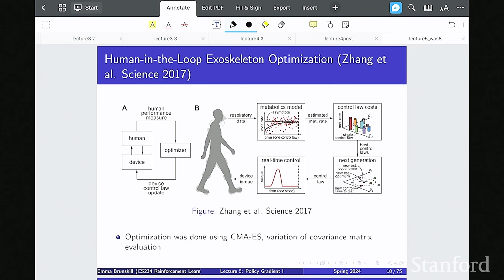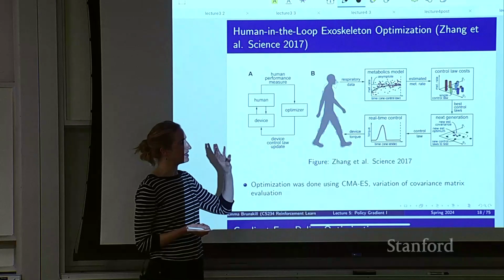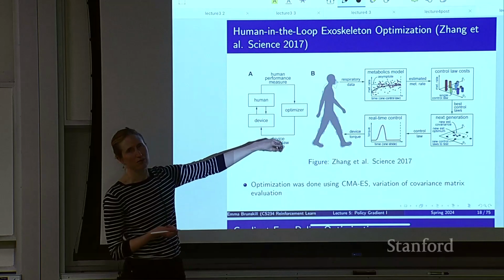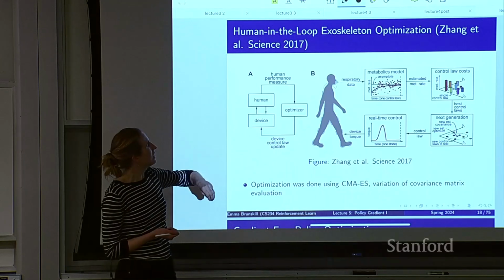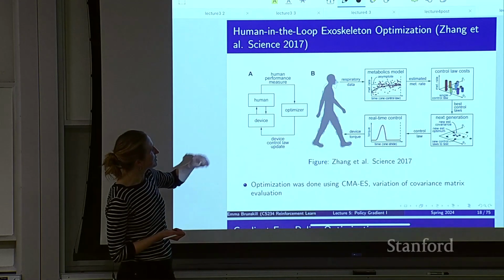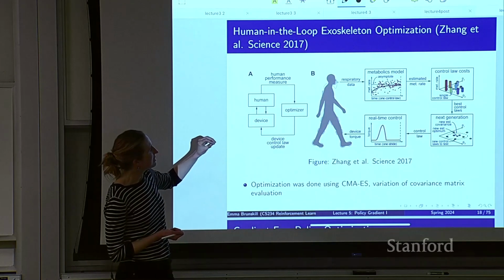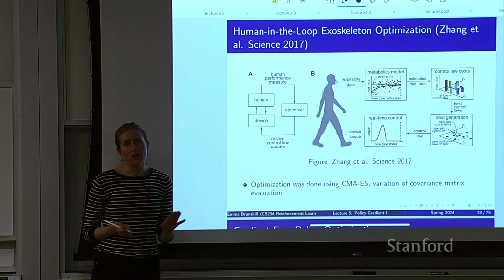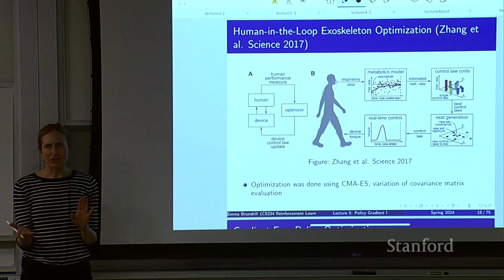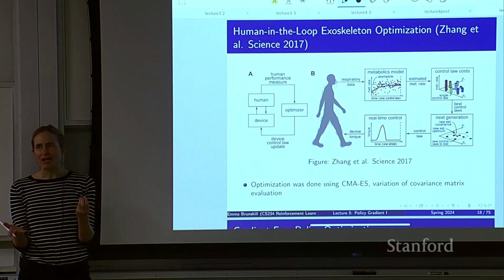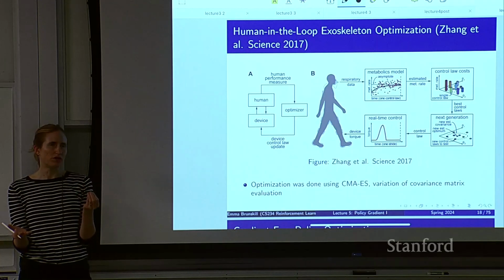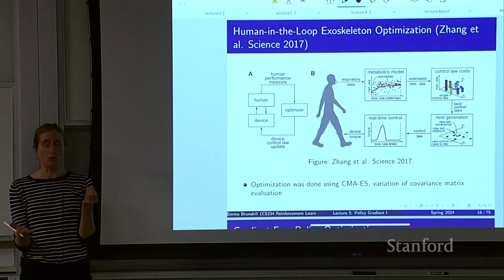So what they did is they used policy search methods to quickly personalize the parameters of an exoskeleton. And they called this human-in-the-loop exoskeleton optimization. So the idea in this case is that what they're trying to figure out is the parameters of their exoskeleton. And what they're looking at is essentially how much it helps you walk, so how much it reduces the effort needed to walk.